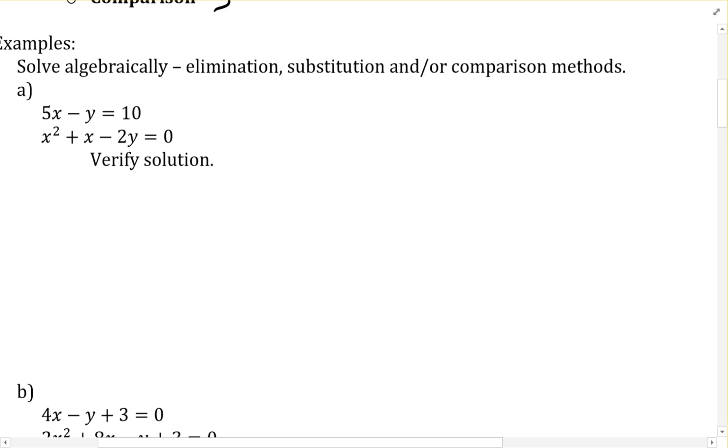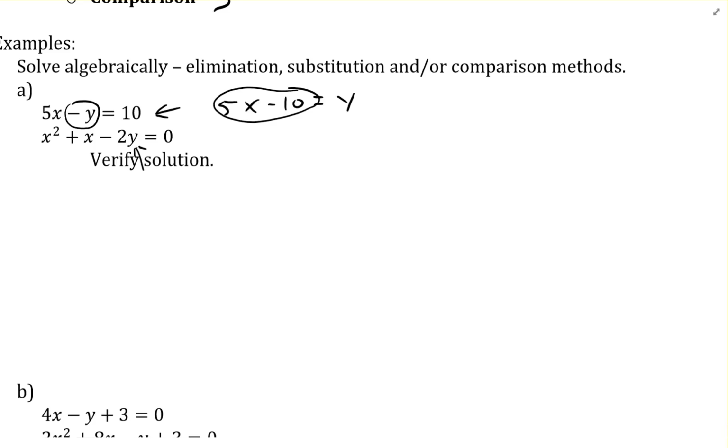So what I would do personally on this one is I see that y is kind of already almost like, it's not like 2y or anything in front of the y. I can quite easily rearrange this top one to be 5x, and I'm going to bring the y to the other side and the 10 to that side. So this would be 5x minus 10 is equal to y. So now I have an expression for y. I'm just going to plug that into that expression.